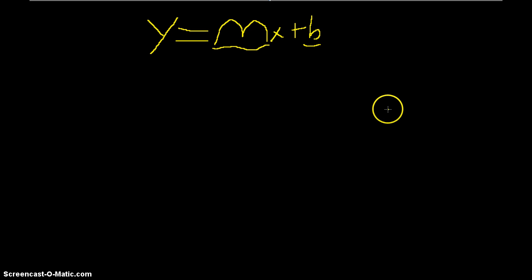So it could be 3, so that means it would go up 3, or 3 over 1. We call this rise over run. So if the slope was 3, you could write it as just 3, or you could write it as 3 over 1. And what I like to do is write 3 over 1 because it helps me remember rise over run.